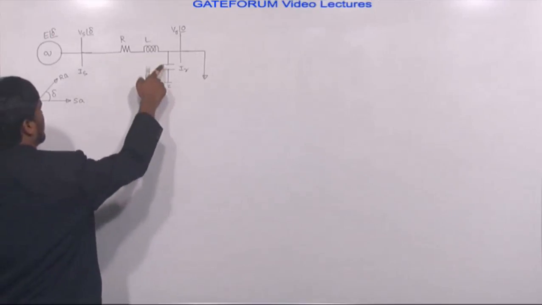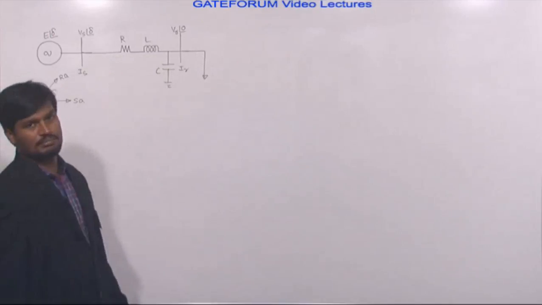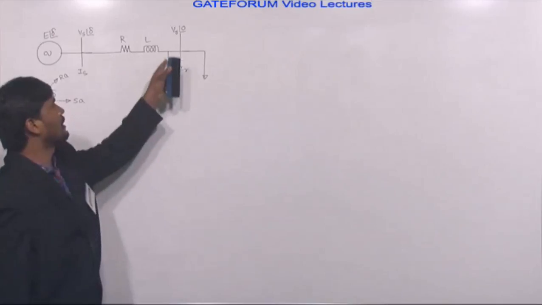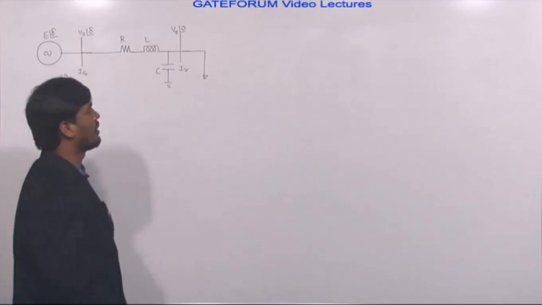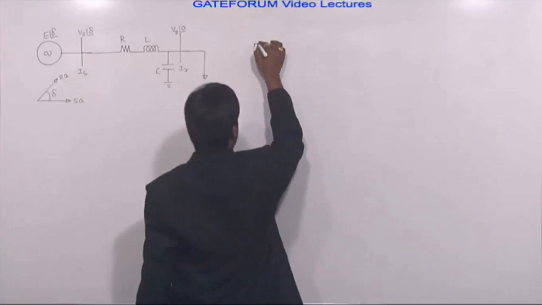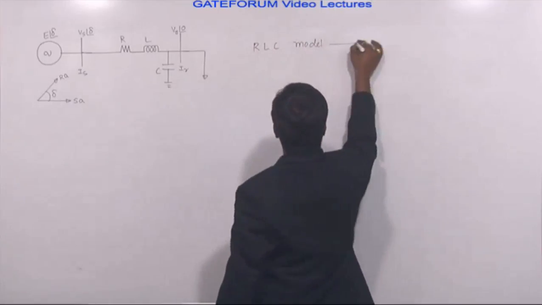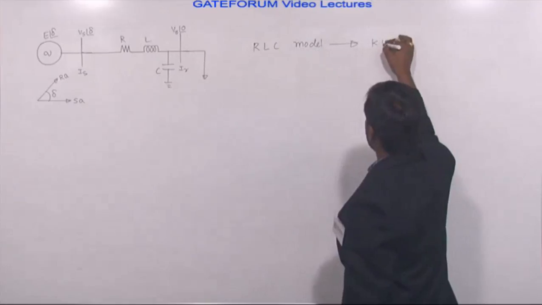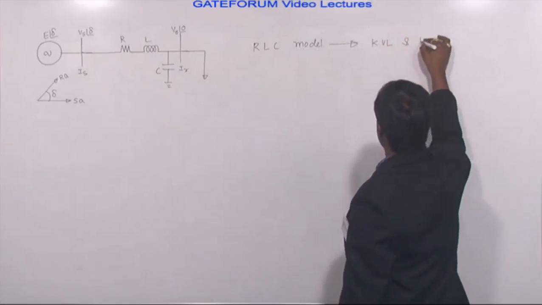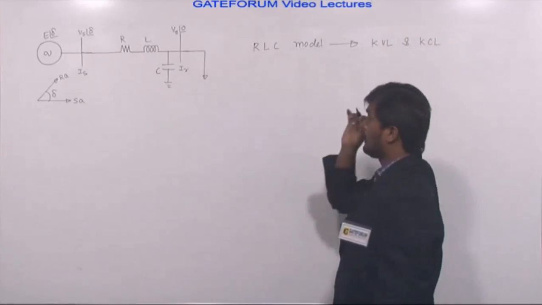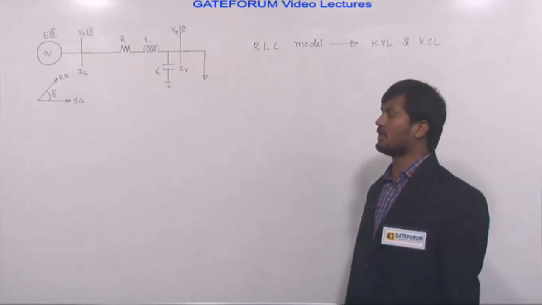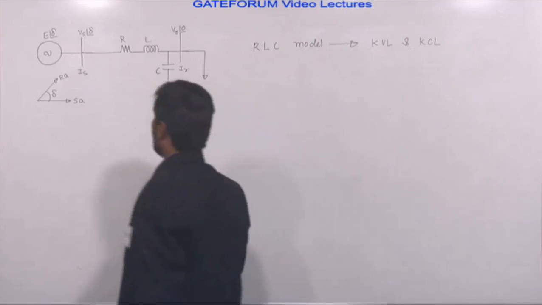Transmission line is right now represented by the RLC model. Whenever we are representing a transmission line by the RLC model, we have to apply 2 concepts. One is KVL application, the other is KCL application.